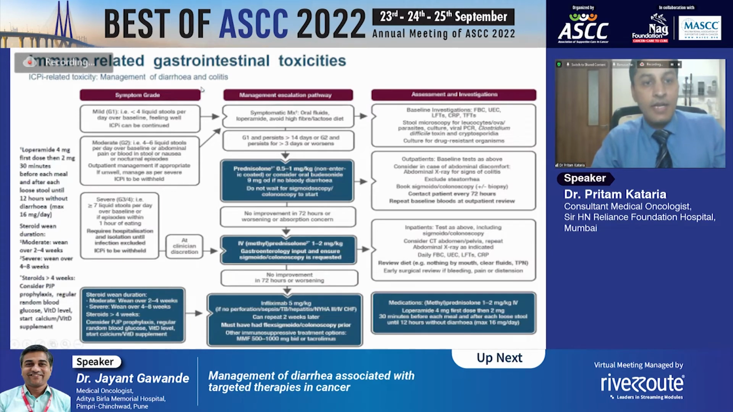Now, coming to the GI toxicities, we should grade the diarrhea, whether it's mild, moderate, or severe. If it's a mild diarrhea, then we should start the patient on symptomatic management with oral fluids and loperamide. If it's a moderate diarrhea, we should again start with symptomatic management. But if there's no relief for more than 3 days, then we should start the patient on oral prednisolone therapy. If it's a severe diarrhea, that is more than 7 liquid stools per day, then we should stop the immunotherapy treatment and start the patient on IV methylprednisolone.